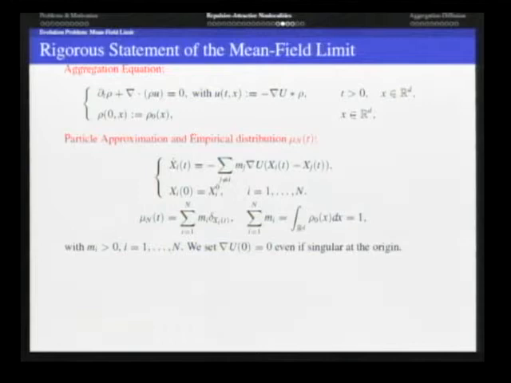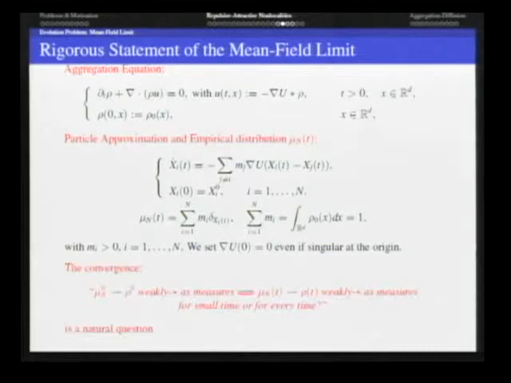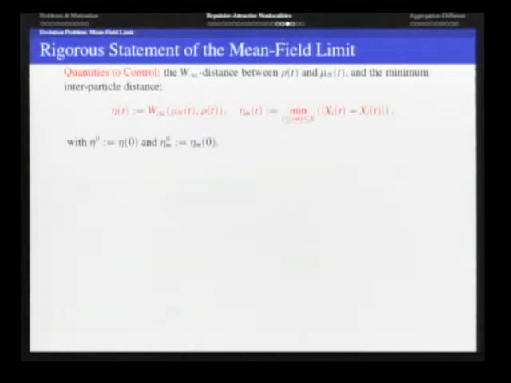You define the empirical measure, this sum of Diracs, and then what you expect is that if you approximate the initial data in some way, then the empirical measure at time t will approach the density at time t, being the solution of the aggregation equation. So that's the natural question about the mean field limit. Can you do that in this case with these singular potentials? The answer is yes. And in fact, you can also use this W infinity as an ingredient.